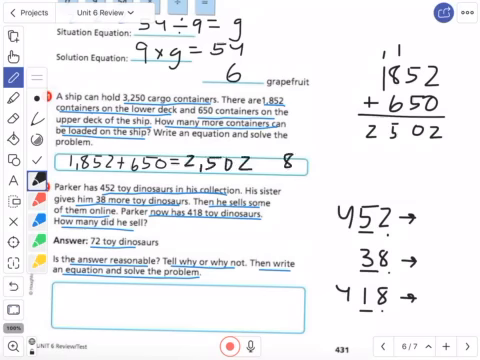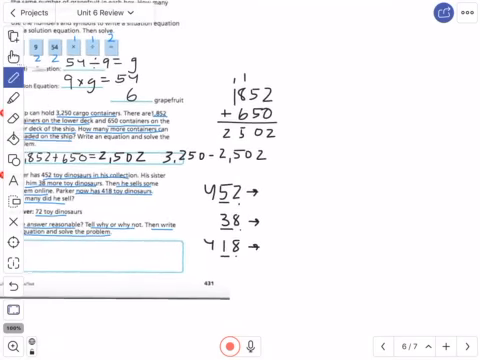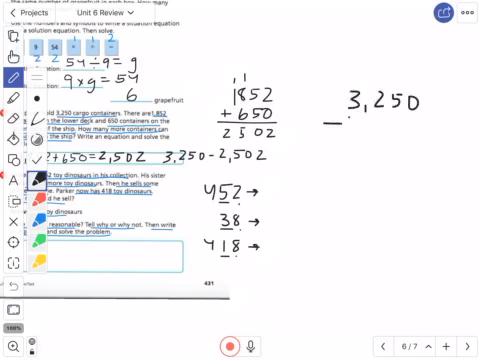Then for my second part of my equation, I could do 3,250 minus my 2,502. And again, though, I'm going to line it up to make sure I get this all accurate. I can't do 0 minus 2, so we're going to do some trading. 5 tens turns into 4 tens. 0 ones become 10 ones. 10 minus 2 is 8. 4 minus 0 is 4.